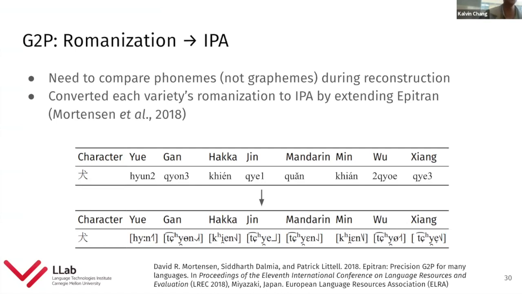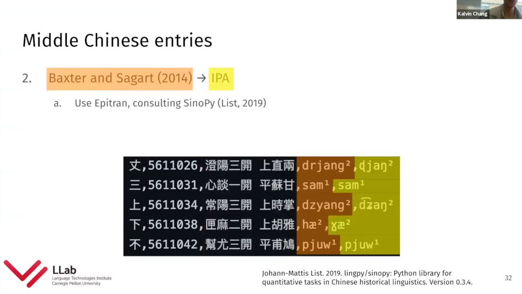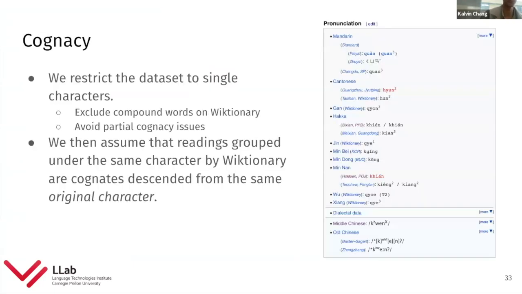So we used a G2P model written by my professor to convert into IPA. Then we obtained Middle Chinese entries from the Qieyun using a transcription from Baxter and Sagart, who are leading scholars in the field, using Python. And we convert Baxter and Sagart's transcriptions into IPA using Epitran.